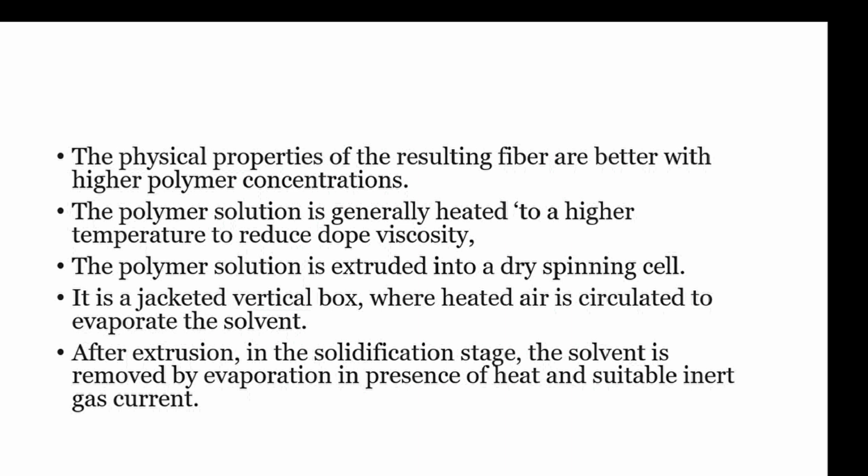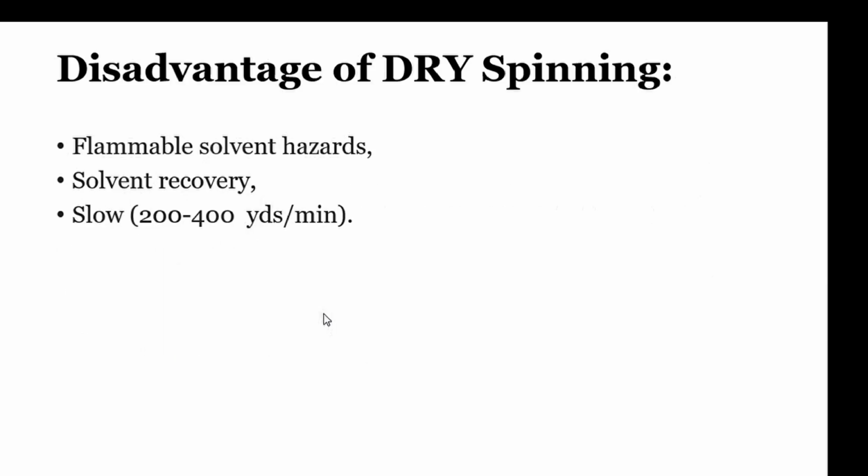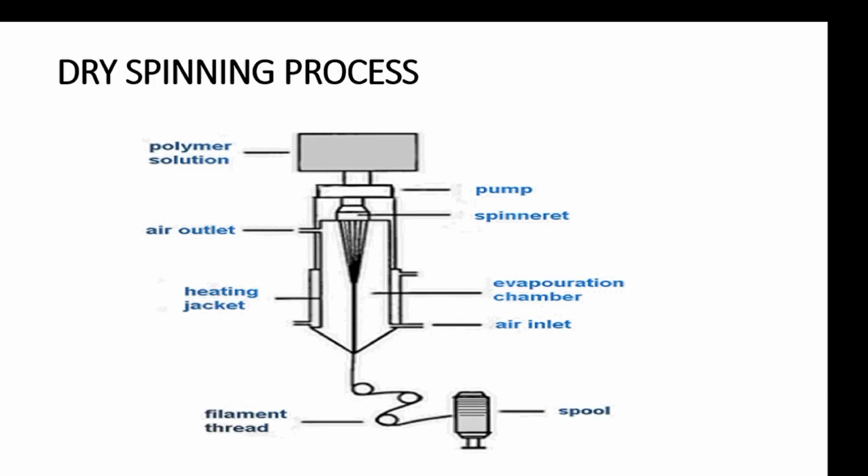The polymer solution is generally heated to a higher temperature to reduce the dope viscosity, and the polymer solution is extruded into the dry spinning cell. It is a jacketed vertical box where heated air is circulated to evaporate the solvent. As we have seen in the previous lectures, the jacketed vertical box, heat enters the jacket. It is the jacketed vertical box where the air is entered and here the air is outed.